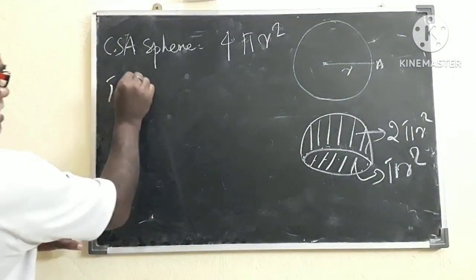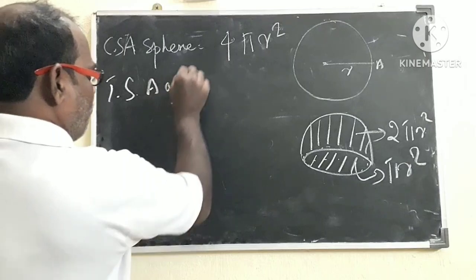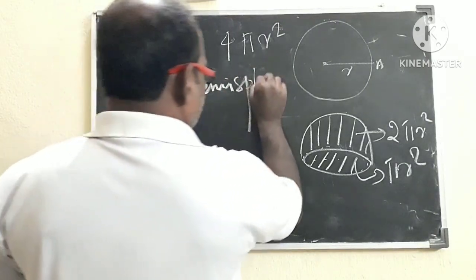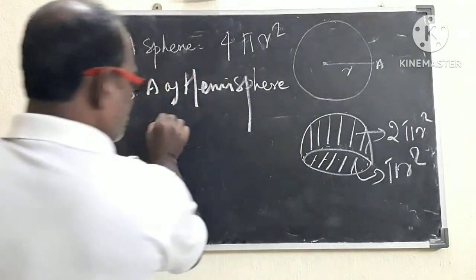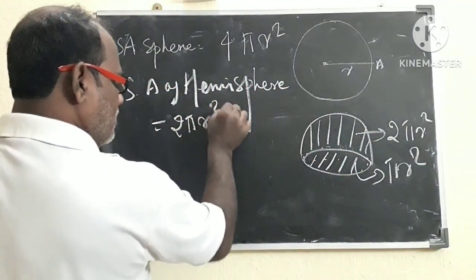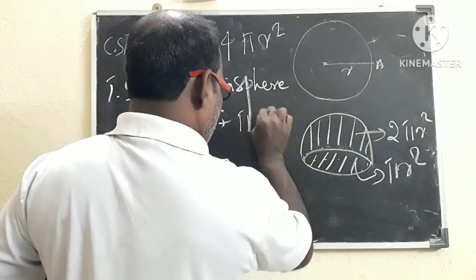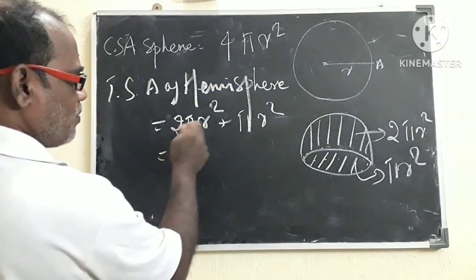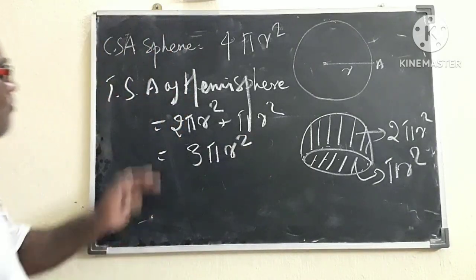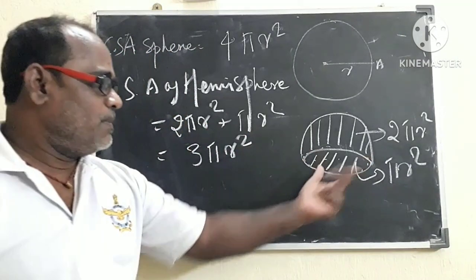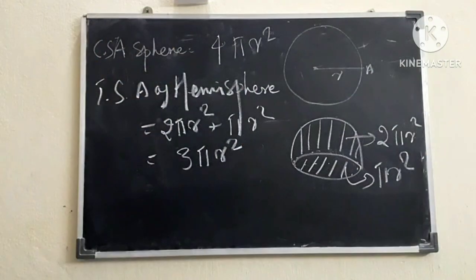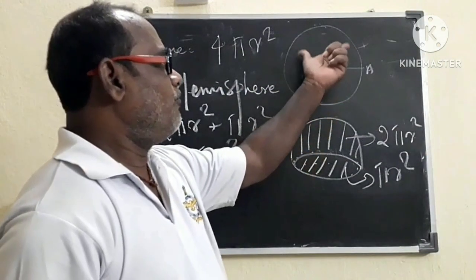Therefore total surface area of hemisphere is equal to 2 pi r square plus pi r square. It becomes 3 pi r square. So we got the total surface area of the hemisphere, and we got the surface area of a sphere. Okay, now we'll try to find out the volume of a sphere.